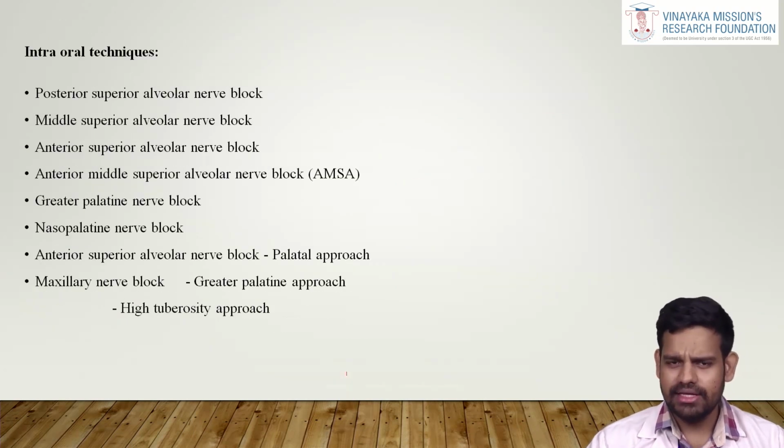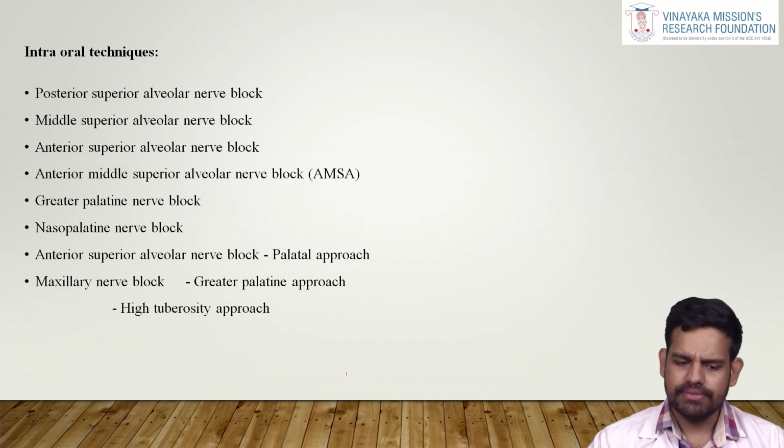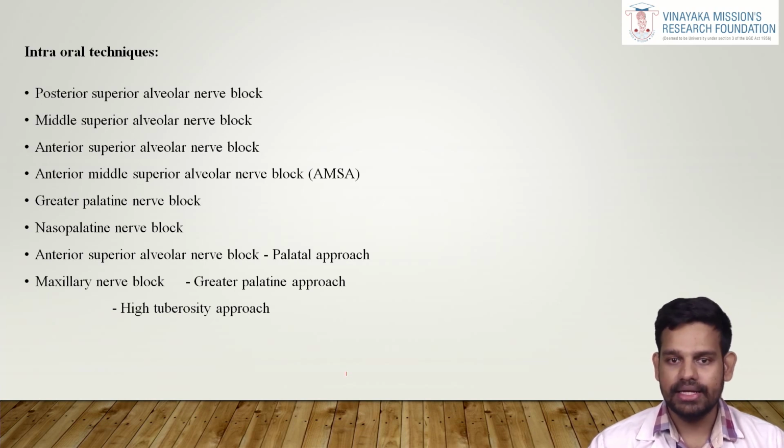Coming to the various techniques of maxillary nerve blocks, we have intraoral techniques and extraoral techniques. In intraoral techniques, we have posterior superior alveolar nerve block, middle superior alveolar nerve block, anterior superior alveolar nerve block, anterior middle superior alveolar nerve block, greater palatine nerve block and nasopalatine nerve block. An anterior superior alveolar nerve block can be reached through the palatal approach, and maxillary nerve block can be reached through the greater palatine approach or tuberosity approach.